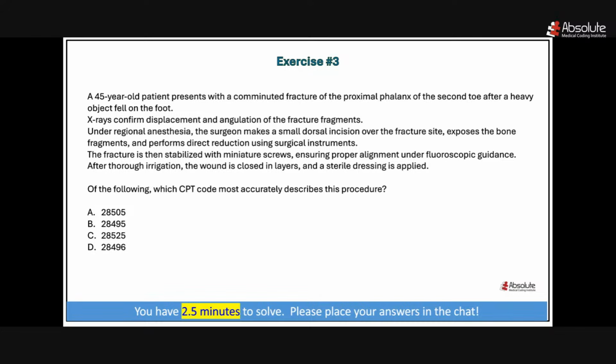The fracture is then stabilized with a miniature screw, ensuring proper alignment under fluoroscopic guidance. After thorough irrigation, the wound is closed in layers and a sterile dressing is applied. Of the following, which CPT code best describes this procedure? Your time begins now.